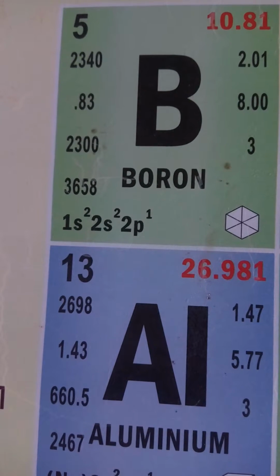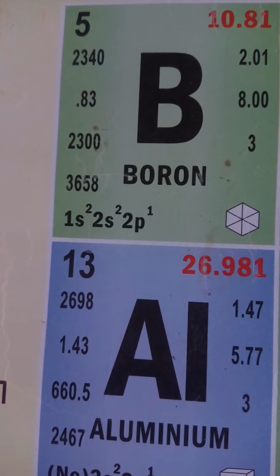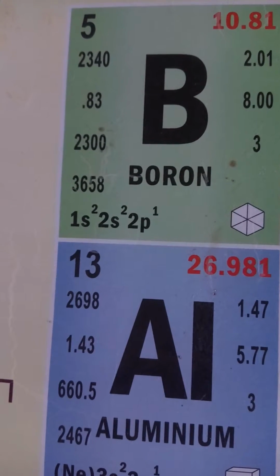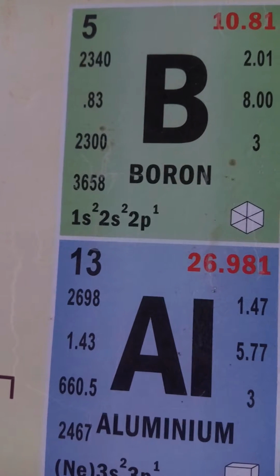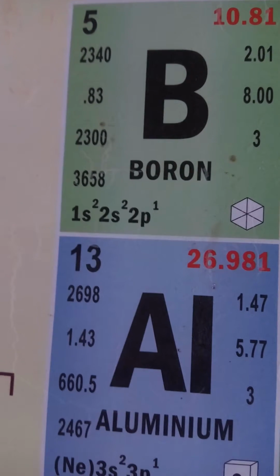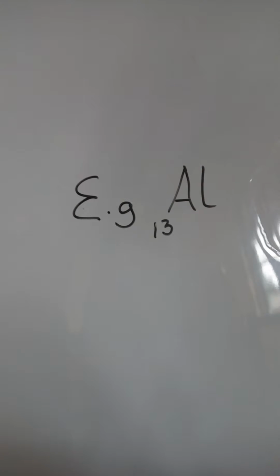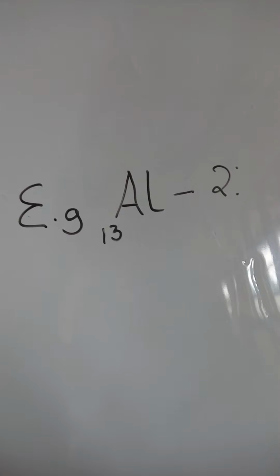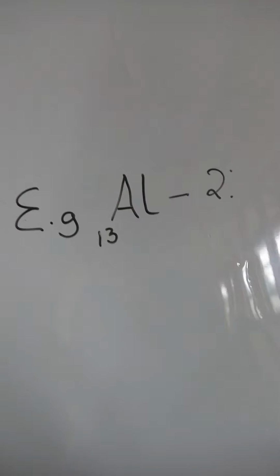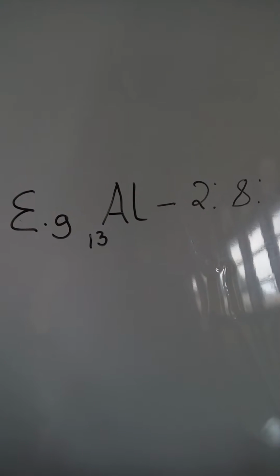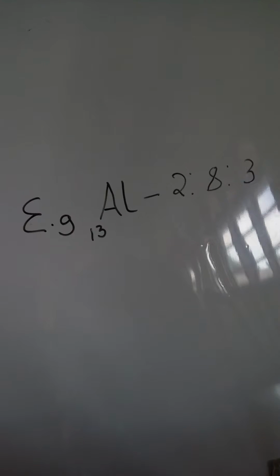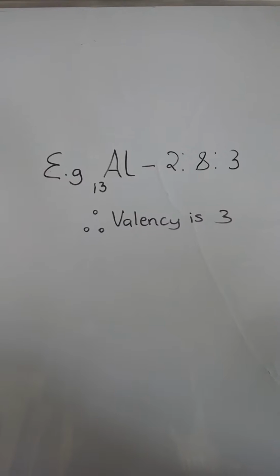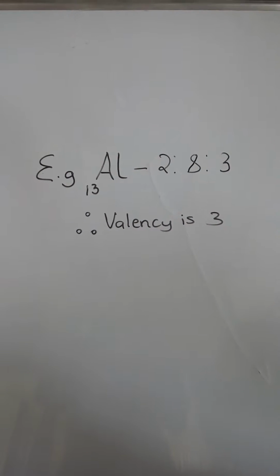The elements which belong to group 3, that is boron and aluminium, have 3 electrons in the outermost shell. For example, aluminium with 13 electrons has 2 electrons in the innermost shell, 8 electrons in the second shell, and 3 electrons in the outermost shell. Therefore, the valence of aluminium is 3.